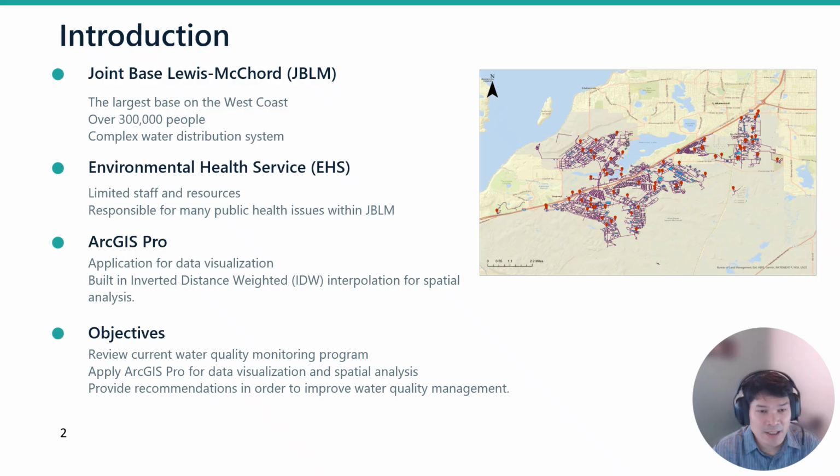Therefore, the objectives for this practicum are: first, we will review the current water quality monitoring program. Second, we apply ArcGIS Pro so that we can draw maps of water quality based on selected parameters. After carefully reviewing and assessing the water quality throughout JBLM, this practicum will provide recommendations for stakeholders to improve water quality management at JBLM to protect the health of people living and working here.